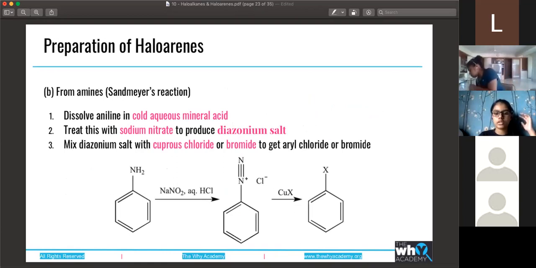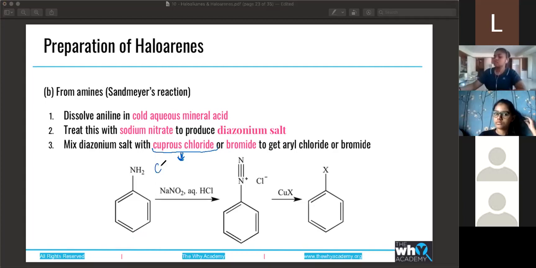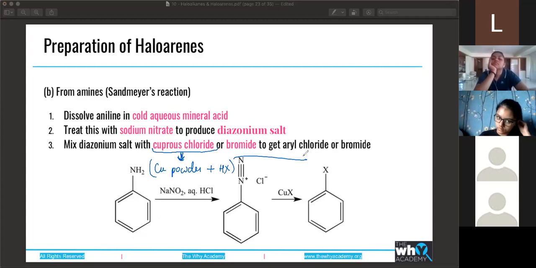There is only one variation in this. In place of cuprous chloride, you can use, again an indirect method basically, a mixture of copper powder plus HX. So instead of having direct cuprous chloride, you're using a mixture of copper powder plus HX. Then this particular reaction, instead of Sandmeyer's reaction, is called the Gattermann reaction.